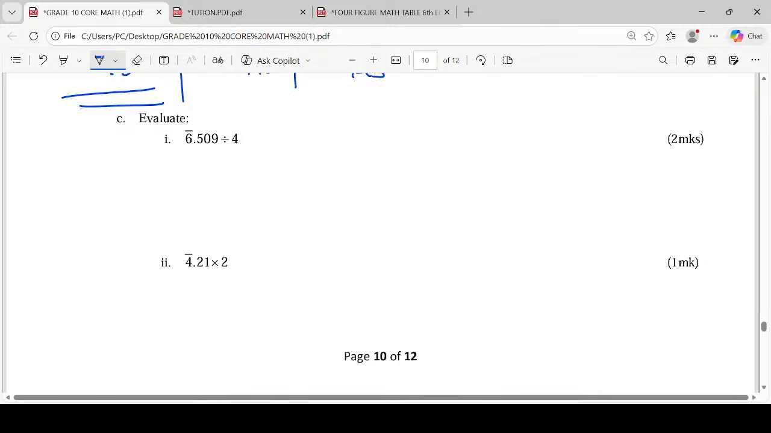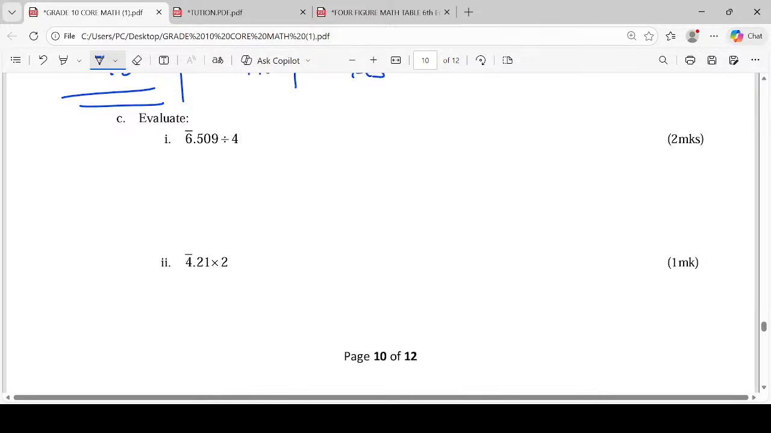6.509 divided by 4. So, dear learners, there is one thing I want you to understand. When you have bar 6.509 divided by 4, you don't just divide that directly. Remember, it's only the 6 that is negative. So, we have to do some critical thinking.